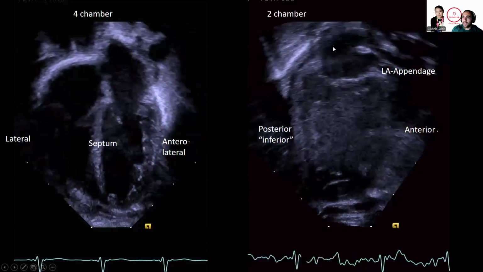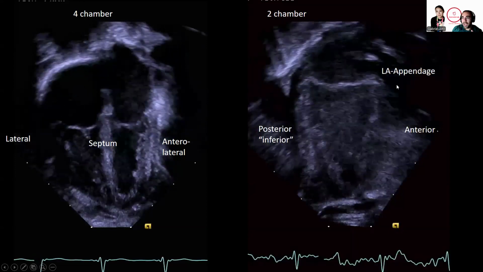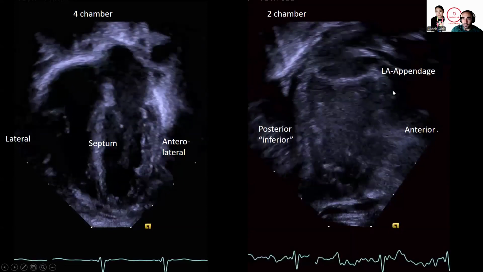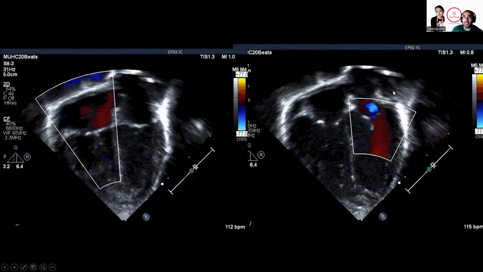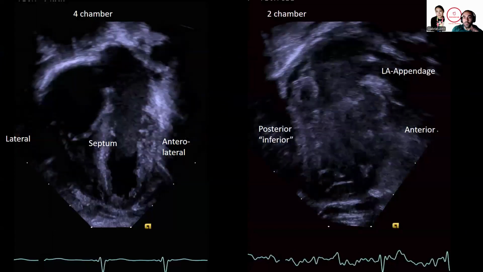You can also see in the left atrium here that there's a little pinky coming out. This is called the left atrial appendage, and it typically has a finger-like appearance versus the right atrial appendage, which we don't see in this view, that is more of a pyramid.